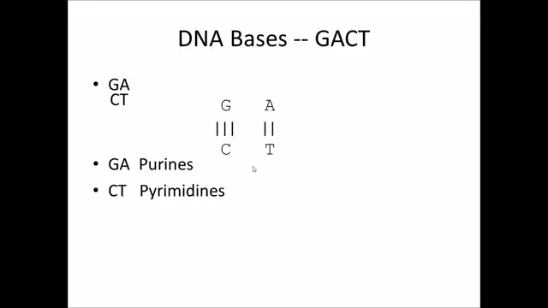And then if you want to remember that the purines come first, if you need some way to remember, this gets kind of complicated. Maybe you won't even be able to remember this. But the way I remember it is that the U comes before the Y in the alphabet. So GA comes before CT in the sequence, and purine comes before pyrimidine in the alphabet.